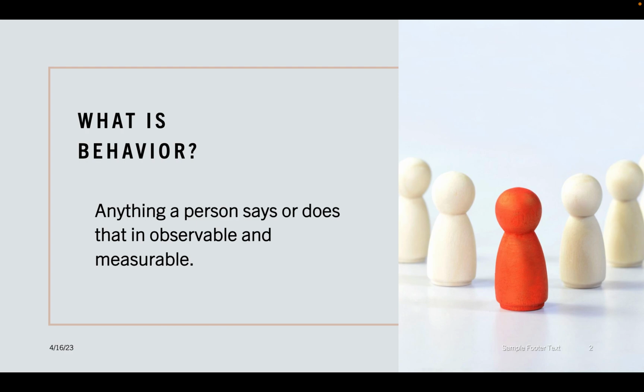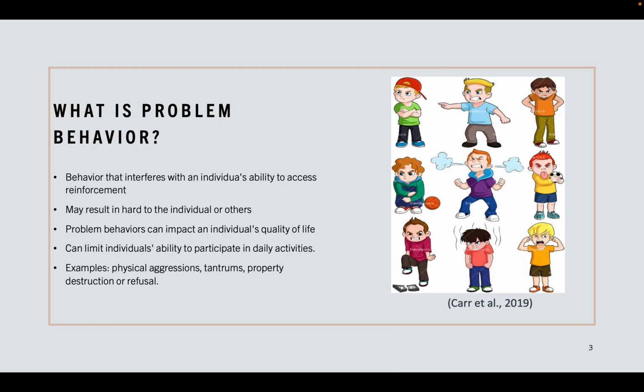So, what is behavior? Behavior is anything a person says or does that is observable and measurable. Now, I'll be going into detail about problem behavior since it's something that we see a lot when it comes to the autistic population. So, what exactly is problem behavior?